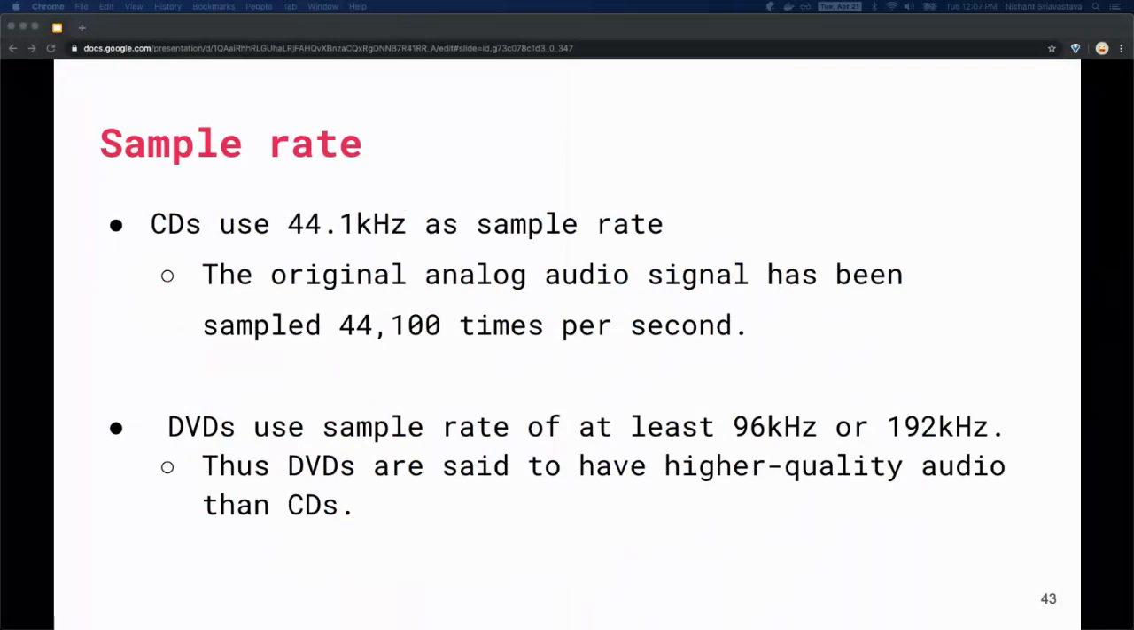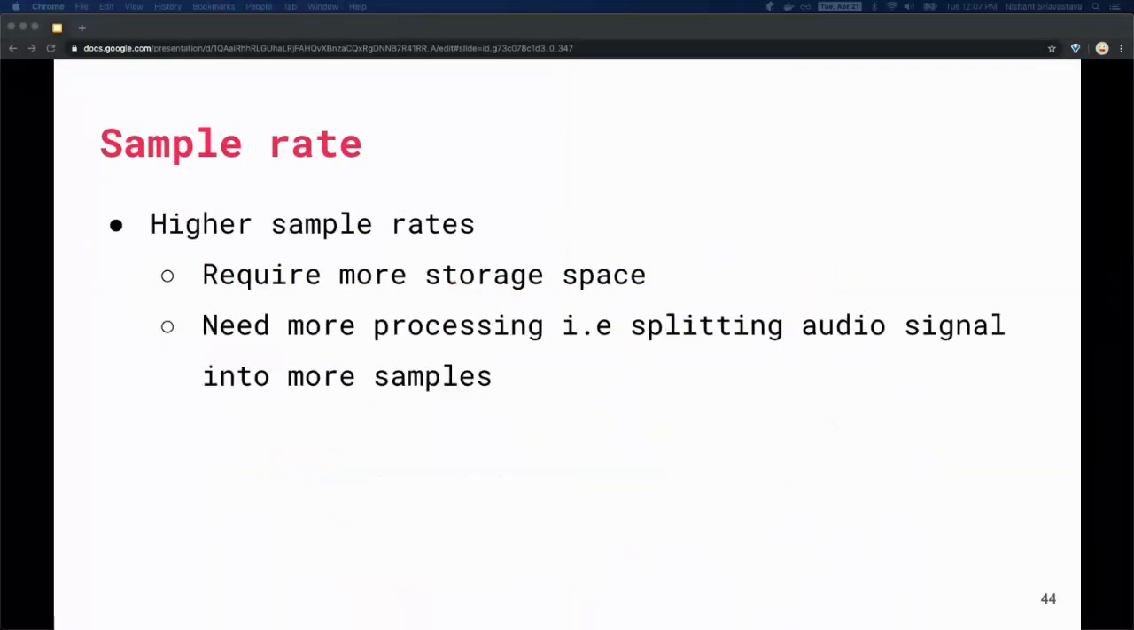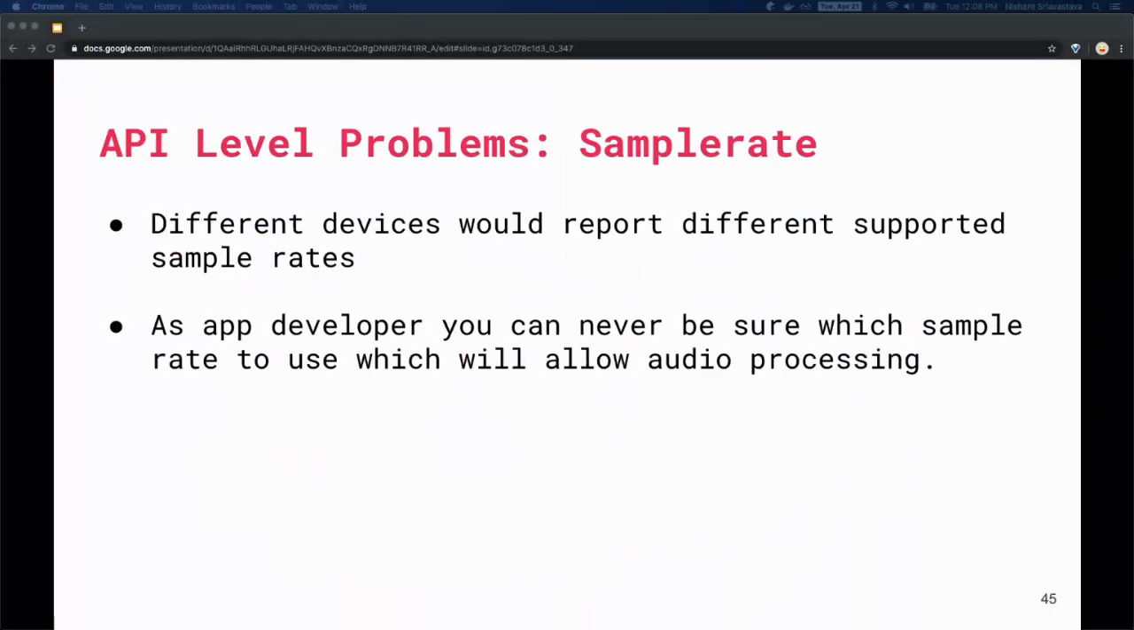What you need to see here, though, is that the higher the sample rate, the more storage space you require to do this chunking. And there's also obviously more processing that needs to be done. The splitting of the audio signal into more samples requires more work. And this is a big problem because not all devices are capable enough to chunk audio at all these sample rates, right? And as a developer, we don't know what the sample rate is anymore.